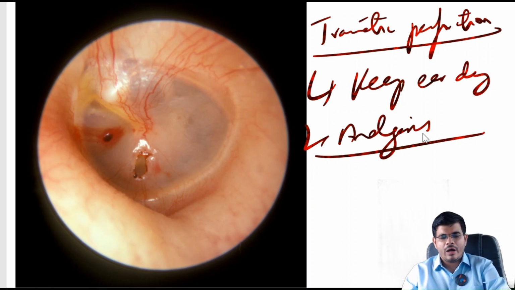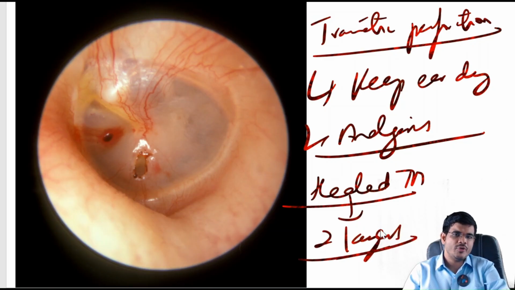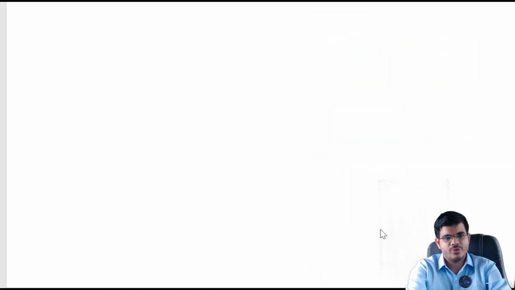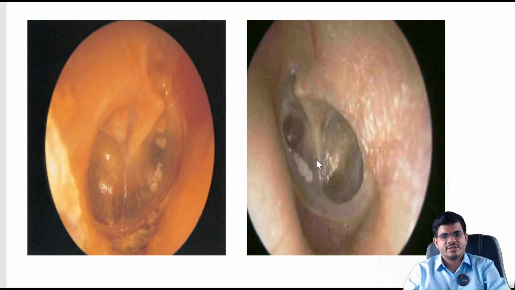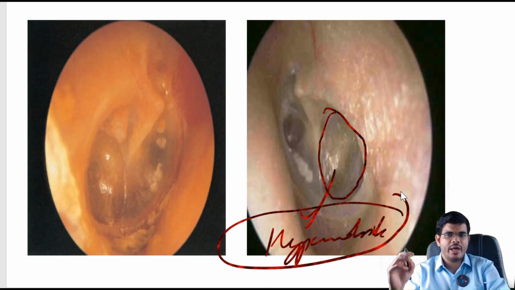And how does the healed TM look? Healed TM will heal only in 2 layers. There won't be any fibrous layer, unlike a myringoplasty where there is healing in 3 layers. Here there will be only 2 layers available, and so it will appear like this. This is a healed TM, and this area will be hypermobile. When you do a Valsalva maneuver or a Siegelization, that area will be hypermobile because it is having only 2 layers.